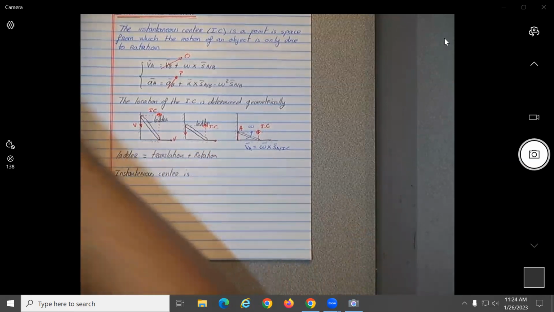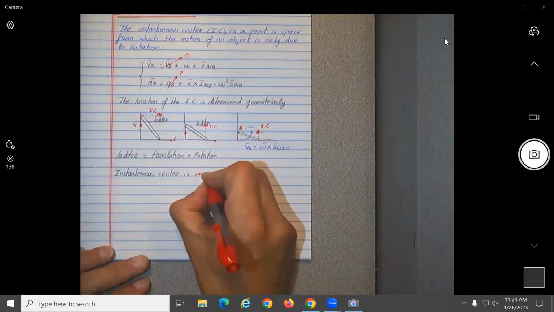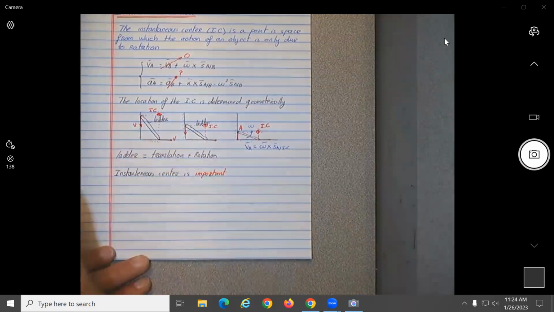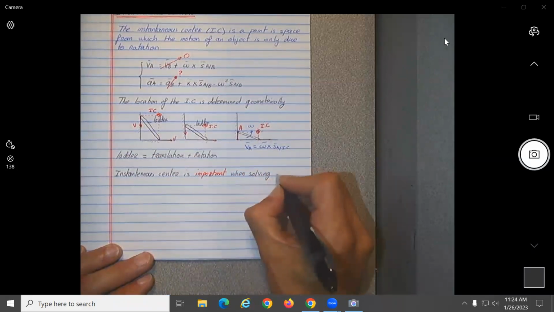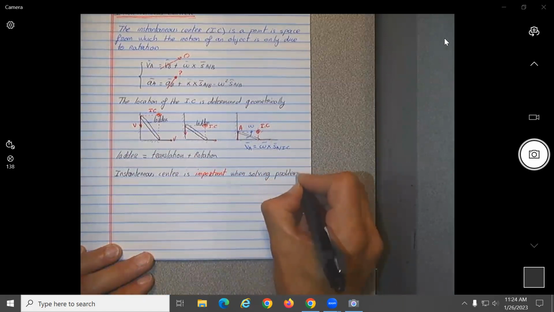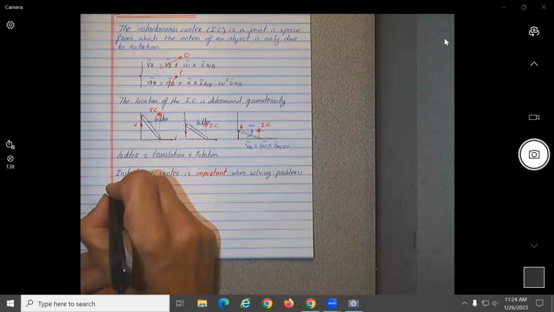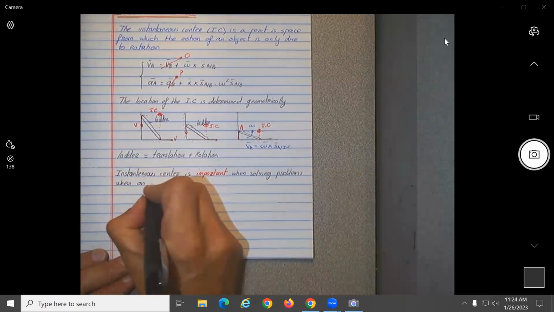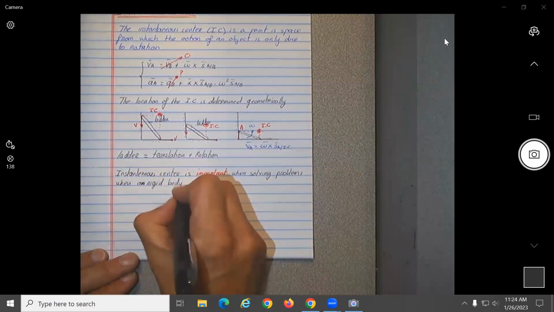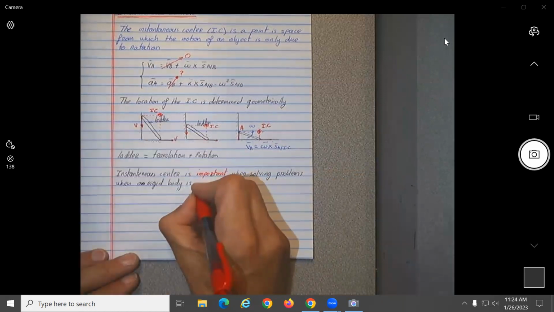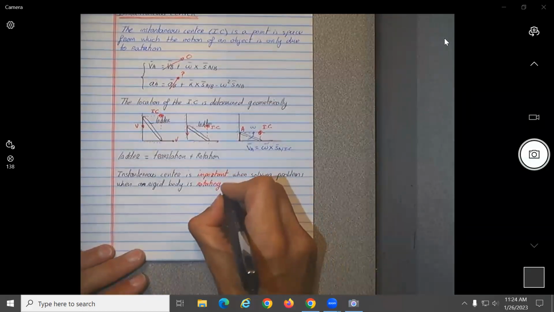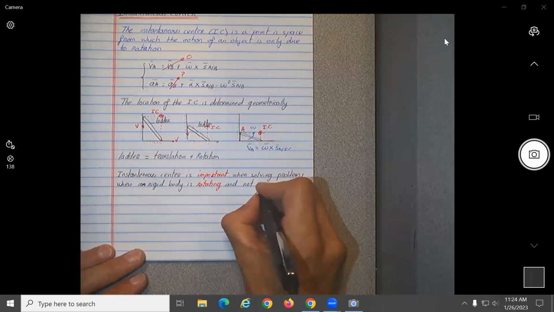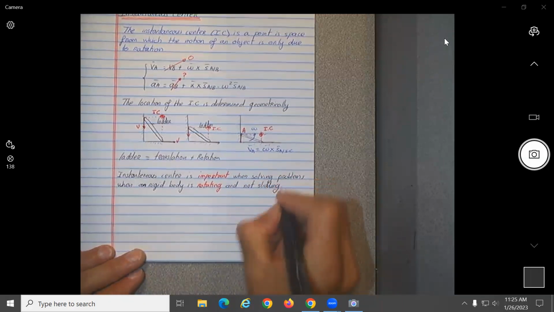It is important when solving problems when a rigid body is rotating and not sliding.